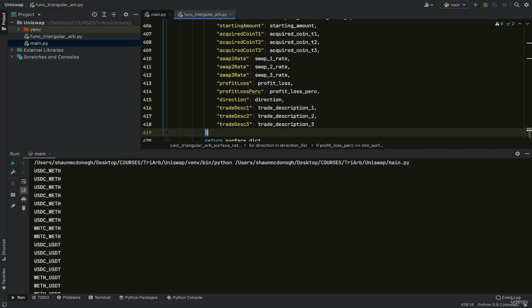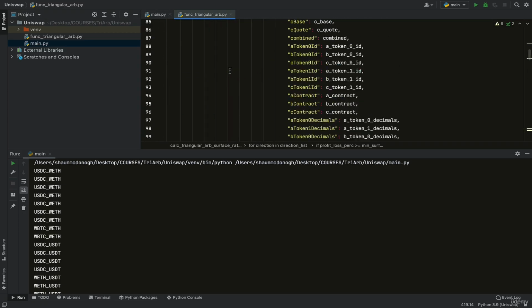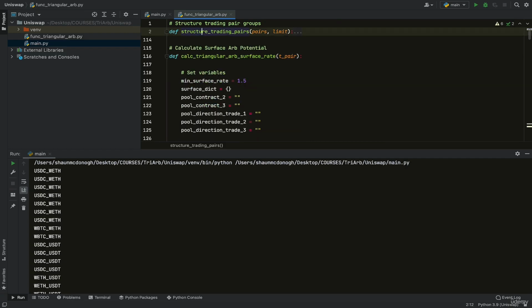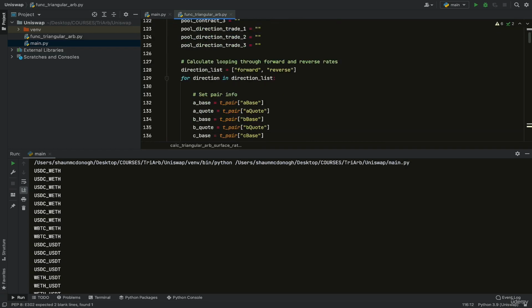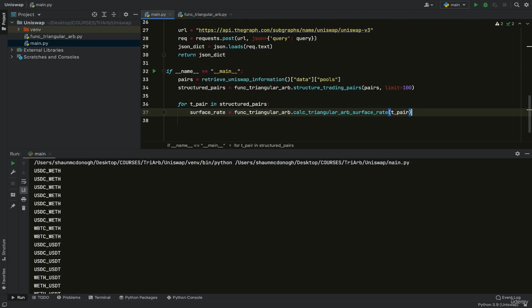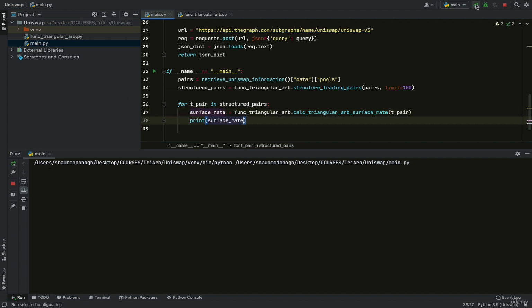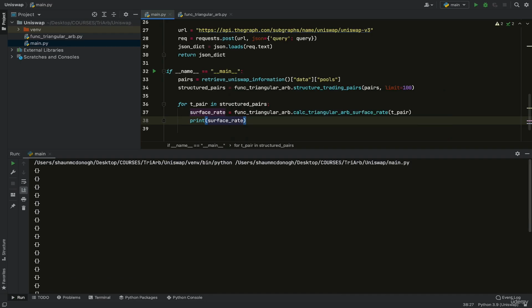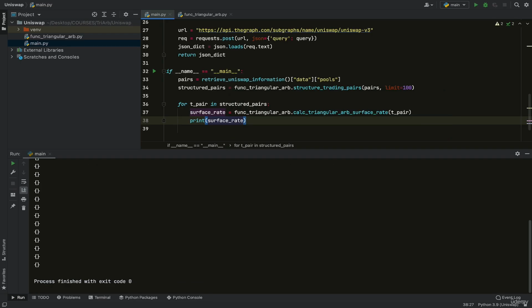So let's go back over to main and run this. I'm going to go to the very top and collapse the structure trading pairs because we've dealt with that. And here we're going to run this, but first I want to see what's going on. So I'm saying for t_pair in structured pair, calculate the surface rate, and then here I'm going to print the surface rate. So let's run and hopefully that executes. And it did execute, but it didn't find any arbitrage opportunities.